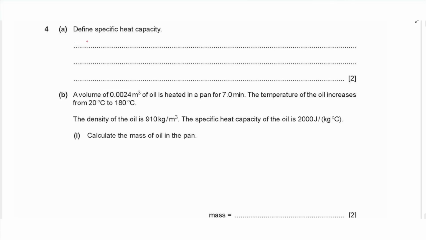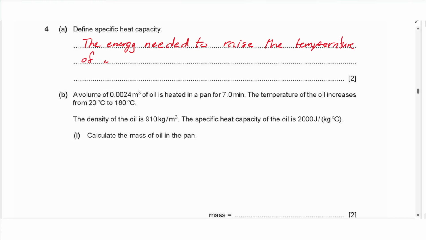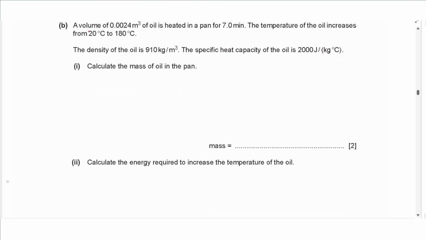Question 4a says define specific heat capacity. It is the energy needed to raise the temperature of a unit mass, which is either 1 kilogram or 1 gram, of a substance by 1 degree Celsius or 1 Kelvin. Part B says a volume of 0.0024 meter cubed of oil is heated in a pan for 7 minutes. The temperature of the oil increases from 20 to 180 degrees Celsius. The density of the oil is 910 kilograms per meter cubed, and the specific heat capacity of the oil is 2000 joules per kilogram degree Celsius.